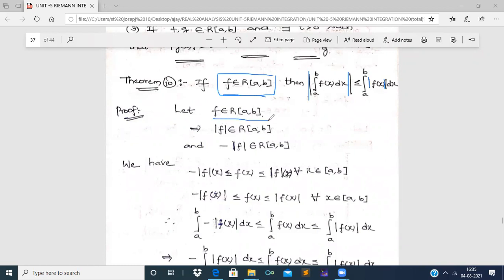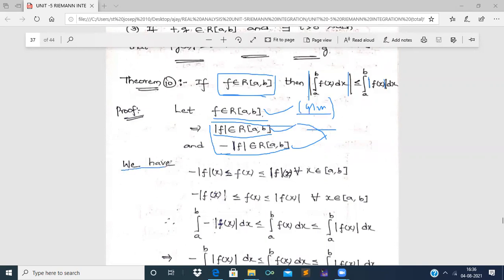f is Riemann integrable. As we know, if f is Riemann integrable, mod f is also Riemann integrable over the closed interval [a, b]. And as mod f is also Riemann integrable on [a, b], minus mod f is also Riemann integrable over [a, b]. See, from f being Riemann integrable over [a, b], we have obtained that mod f and minus mod f are Riemann integrable over [a, b]. It is given, and these two are the conditions which we have written from this given part.